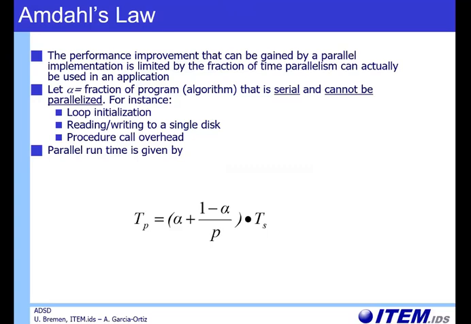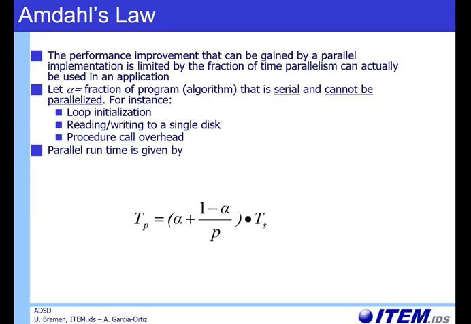Typically, when you have one algorithm, you have one part that you can parallelize, and one part, for example the initialization and so forth, that you cannot. Let's call alpha the fraction of the program that has to be serial, the part of your program that cannot be parallelized.